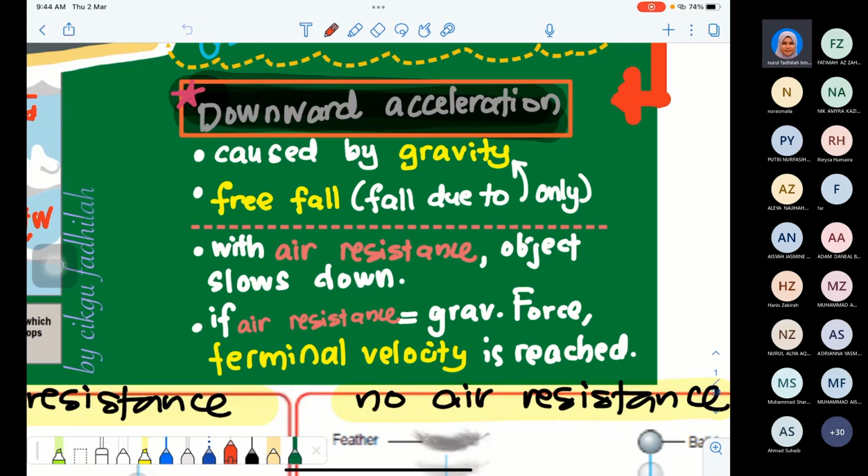And then you kena tahu that is caused by gravity. And we call it free fall. Kenapa we call it free fall? What is so free tu? Apa yang free tu? The falling is free. Apa maksud dia? Okay, maksudnya the object is falling due to gravity only. Due to the gravitational force only. That is your answer if question asked.